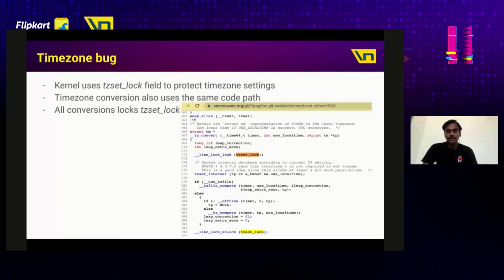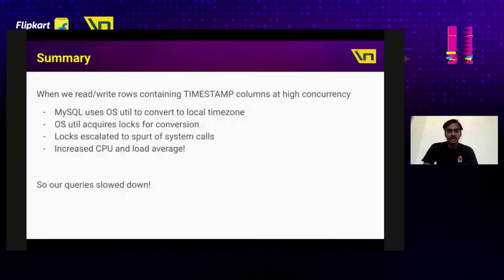So at a high level, whenever you do a time zone conversion, that particular code path also uses the same code path which is used by the time zone settings change itself. So it needs this global lock for all the conversions. This is a kind of unwanted behavior in our case. So this is what happened finally. MySQL uses the OS utility, and the OS utility takes locks to do time zone conversion, which is the problem for our system scaling up.